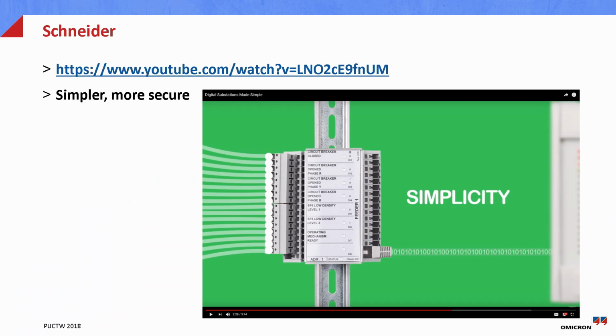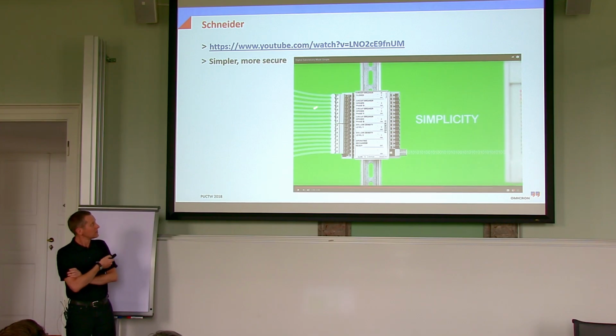And how does Schneider tell it to us? It's not only that we save the copper, the physical material that we do not use anymore, it gets much simpler. The earlier we convert this wired information from the process into a protocol, the simpler the whole thing gets. And they even say it's not only simpler, it's more secure when you do it that way.